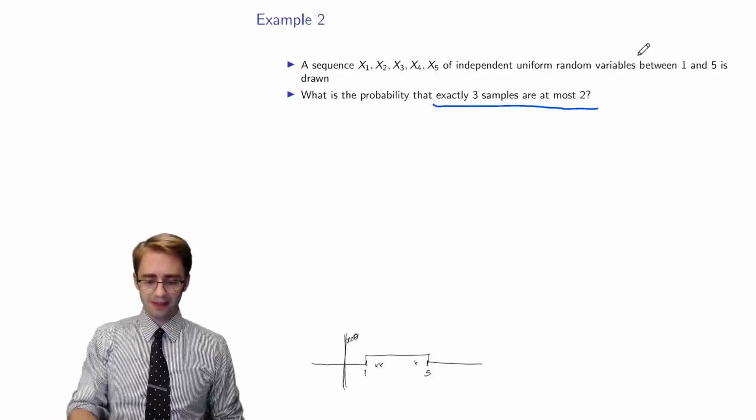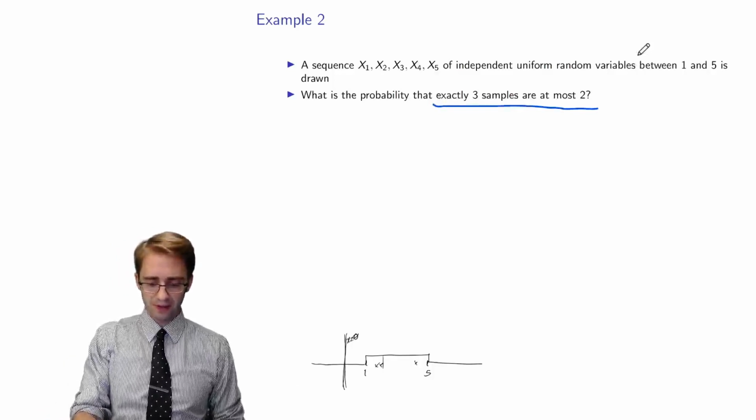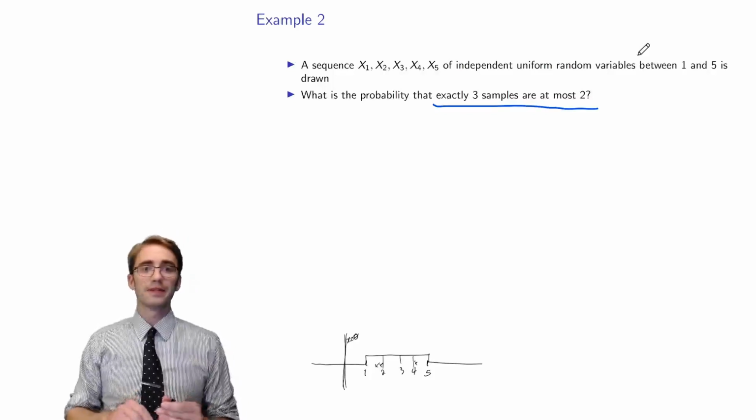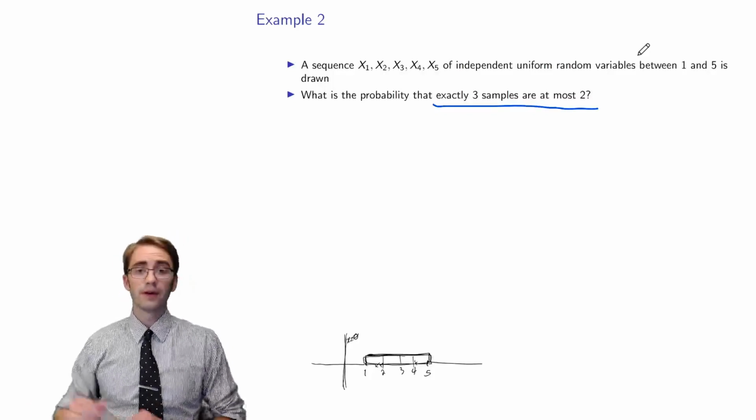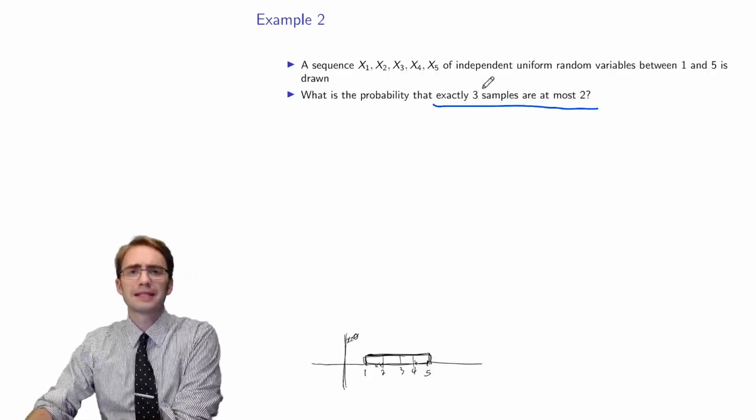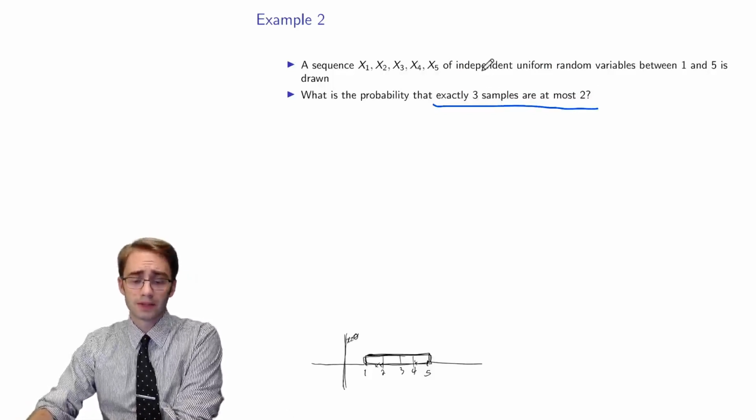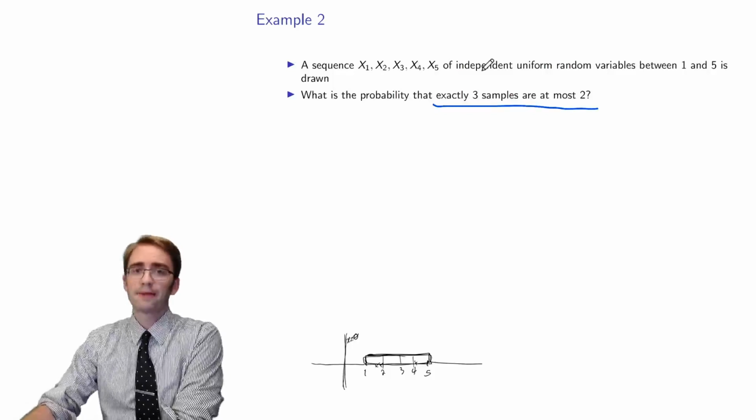Okay, so we're sampling these things. They're 1, 2, 3, 4, 5, and we're making uniform samples, so they lie anywhere in this interval from 1 to 5. And we want to know what's the probability that exactly 3 of them are at most 2. So how could that happen?